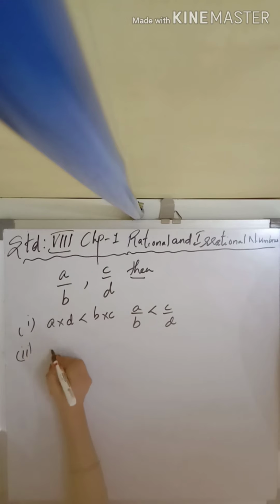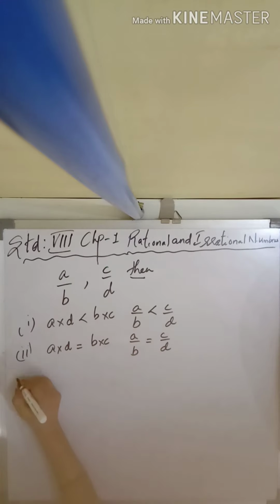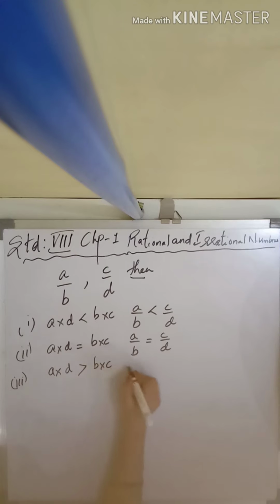Second condition: if a into d is equal to b into c, then a upon b will be equal to c upon d. And the third condition: if a into d is greater than b into c, then a upon b will be greater than c upon d.